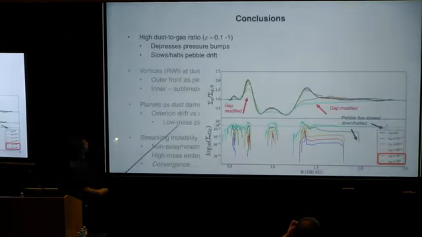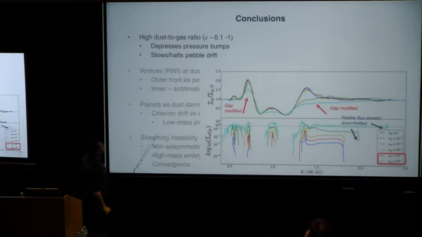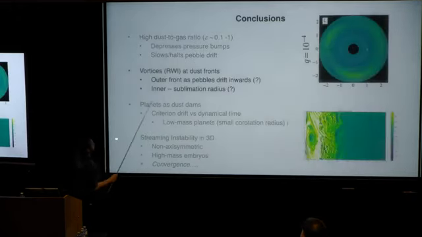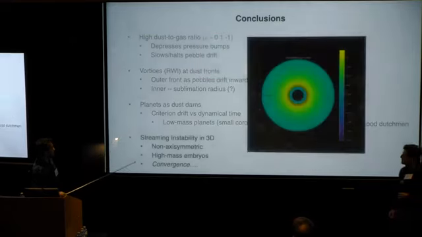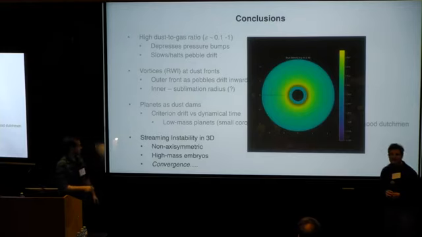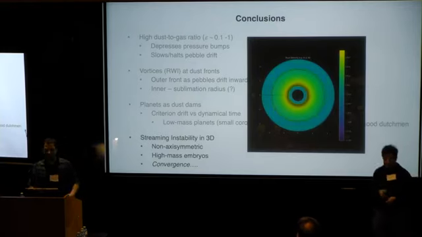So dust to gas ratio, when epsilon is about 0.1 to 1, the pressure bumps will be depressed. There is Rossby wave instability at the dust fronts. Not all planets are dust dense, and streaming instability in 3D is still a challenge. So thank you very much, and I'll take questions now.